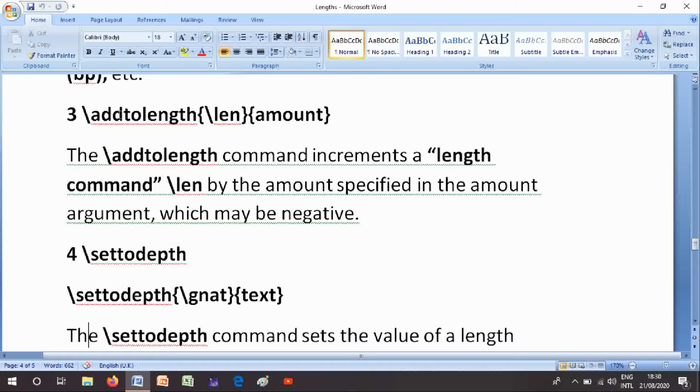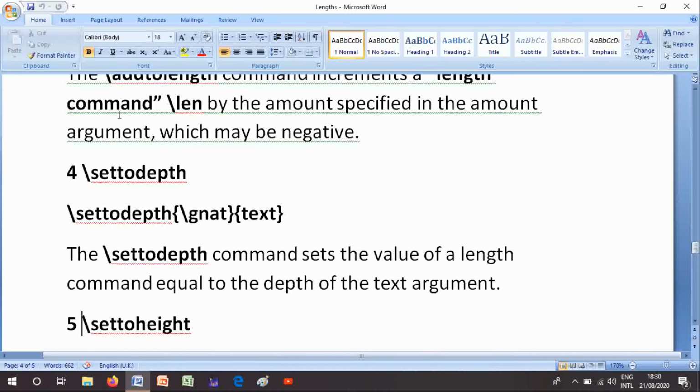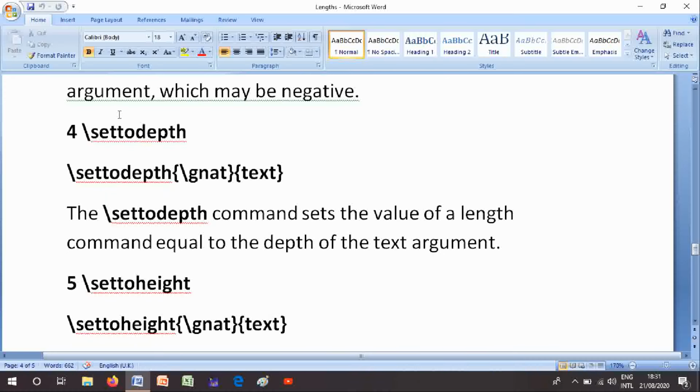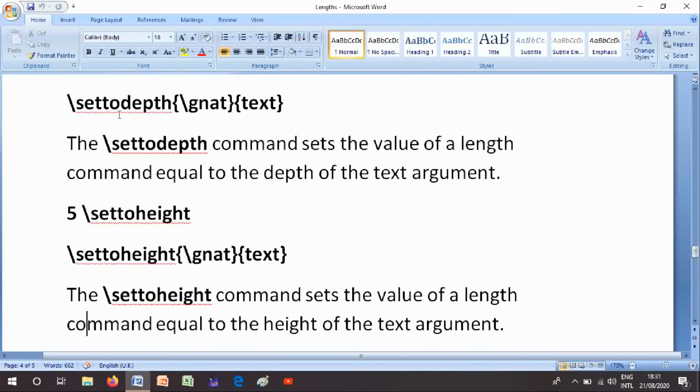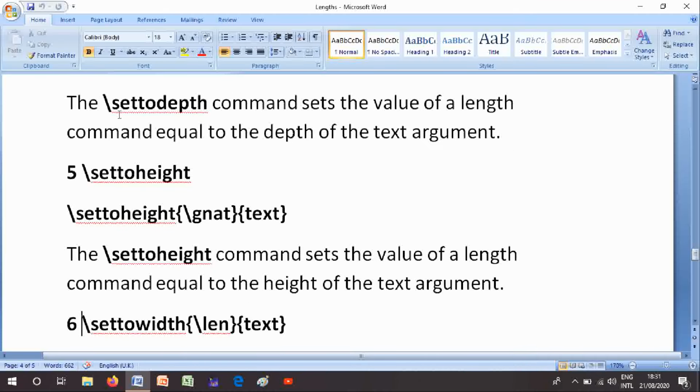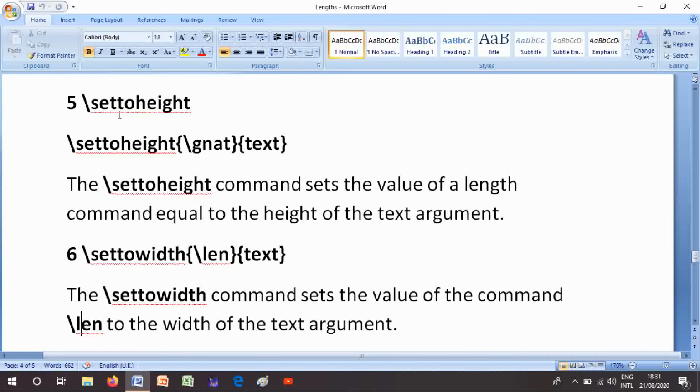Number 4 is set to depth. \settodepth{\gnat}{text}. The set to depth command sets the value of the length command equal to the depth of the text argument. Number 5 is set to height. \settoheight{\gnat}{text}. The set to height command sets the value of the length command equal to the height of the text argument.